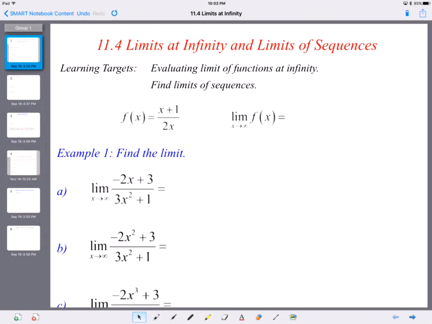Welcome to section 11.4, limits at infinity and limits of sequences. So we just finished up sequences and series, and so now we're going to jump back into the limit side of things.